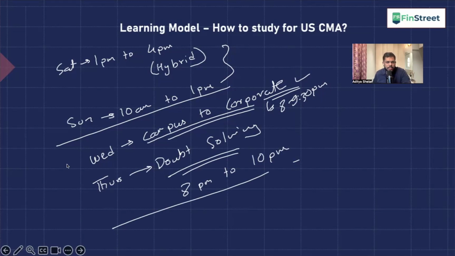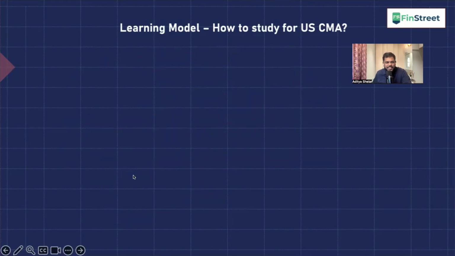Let's start with our learning model first. There's a specific chronology I want to follow, so please hold on to your doubts for some time now. Chalo, let's get started. How to study for US CMA? Our study pattern is split into 3 simple steps. Just follow these 3 steps, and we are good to go.